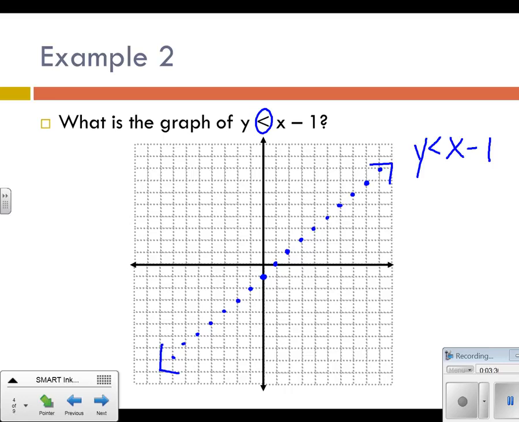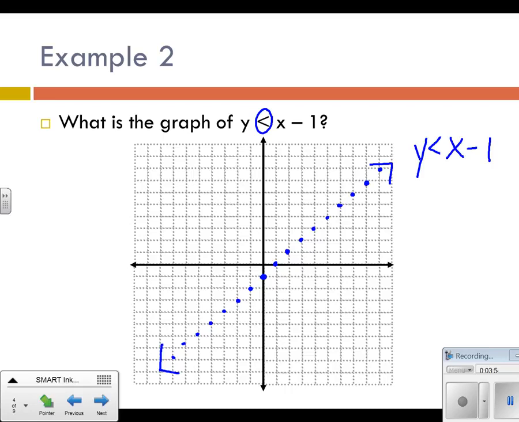Now this is about halfway done. Now we have some shading involved. In this line there's points that will make this inequality true. We have to figure out if they're points that are above the line or below the line. It's really above to the left of the line or below to the right of the line. So what points do make it true? I'm going to just pick some points.